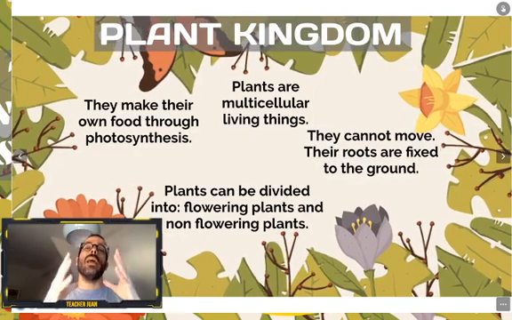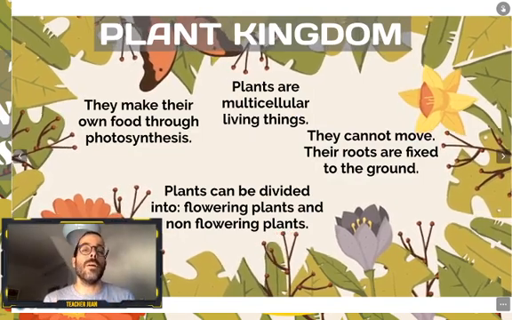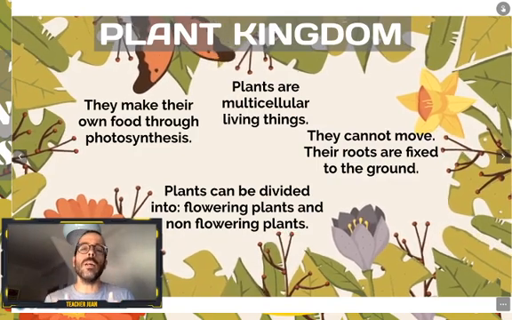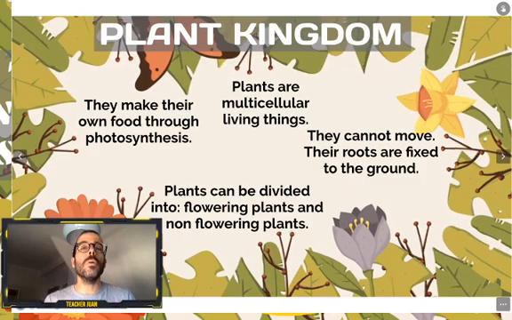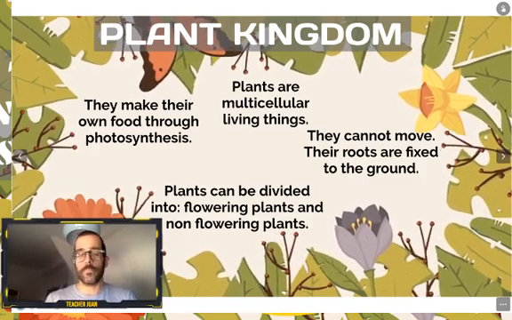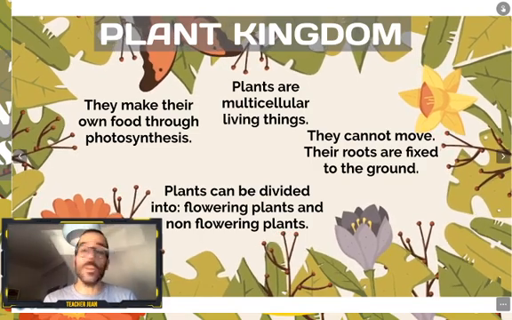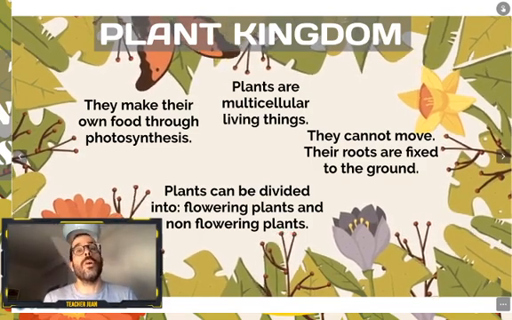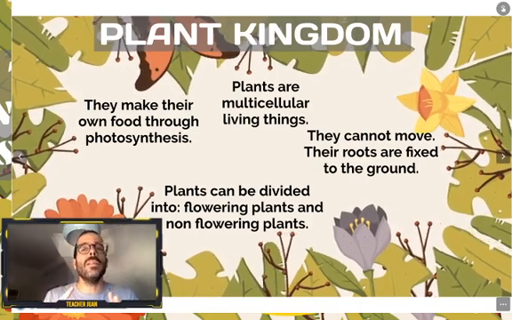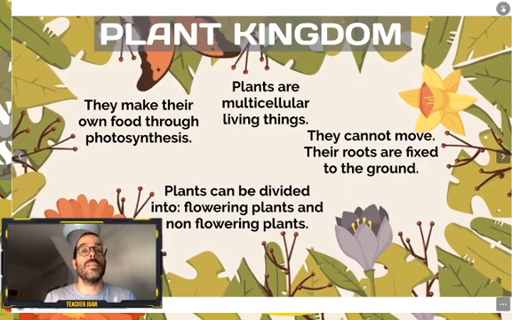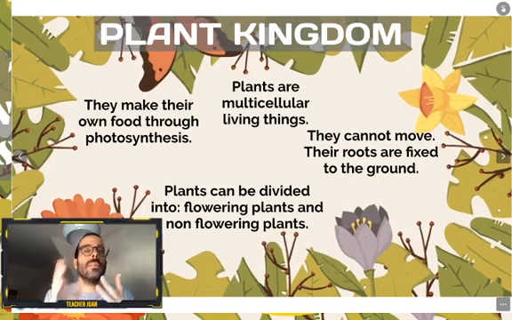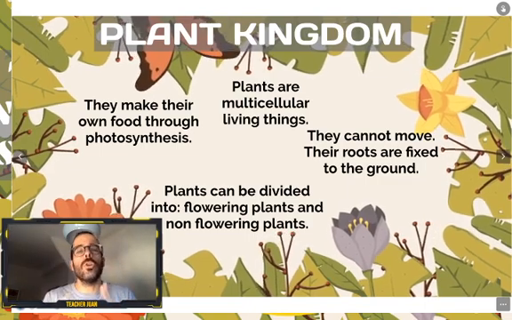And it says plants are multicellular living things. All the living things in the plant kingdom are multicellular, are formed by more than one cell, okay? Very good. They cannot move because their roots are fixed to the ground. Some of them can move a little bit, just like the sunflower, okay? They can move trying to look at the sun and everything, but it's not normal, okay?